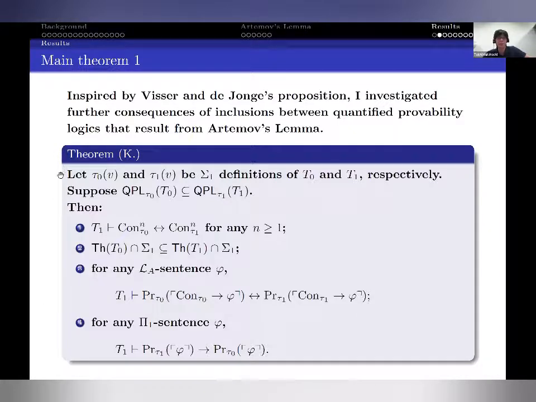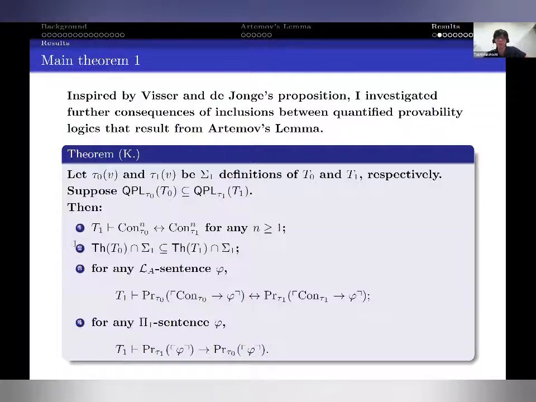This is one of my main theorems. Let tau 0 and tau 1 be sigma 1 definitions of T0 and T1 respectively. Suppose the QPL tau 0 of T0 is included in QPL tau 1 of T1. Then the following four statements hold. The first statement says that for any natural number n, T1 proves that con tau 0 n is equivalent to con tau 1 n.